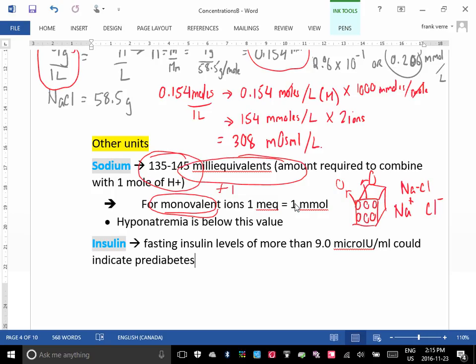If your levels of sodium are below this, again, that condition is called hyponatremia. It's an ion that has one, like it's +1, basically. So a divalent would be like calcium, which is +2. Yeah, but this is not as important as the other stuff.